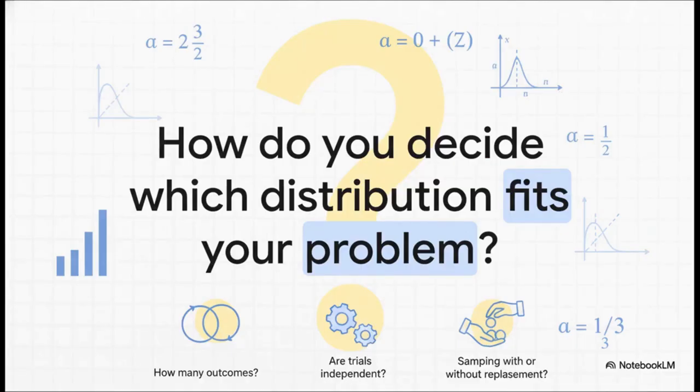So at the end of the day, how do you decide which distribution to use? It really all comes down to asking yourself a few key questions about your problem. Are there only 2 outcomes, or are there more? Are your trials independent? And, this is a big one, are you sampling with or without replacement? Once you answer those basic questions, you'll know exactly which tool to grab from your toolbox. You'll be able to model your data and turn all that randomness and uncertainty into real, actionable insight. So, the only question left is, what problem are you going to tackle first?